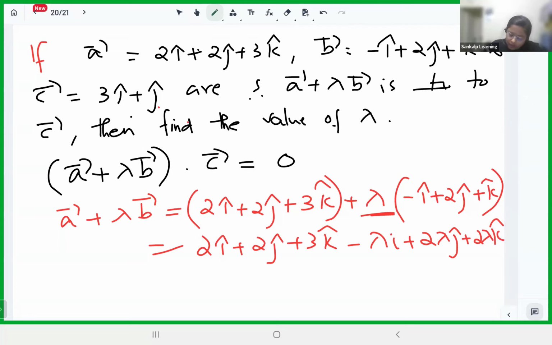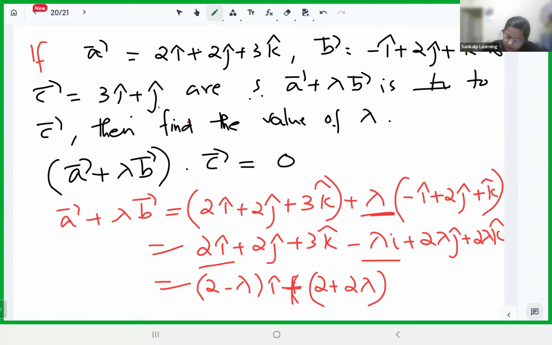Okay, now what you have to do, you can add these components. That is (2 minus lambda) times i, plus (2 plus 2 lambda) times j. Then the third is (3 plus lambda) times k. We have got A plus lambda times B.